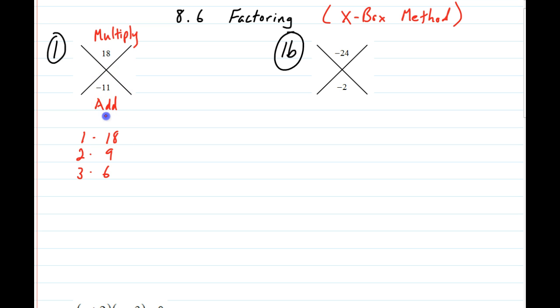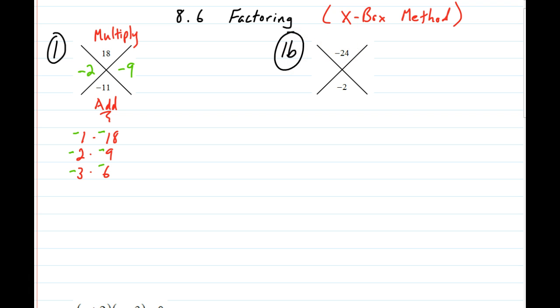So now we got to see, can we combine these in some way to get a negative 11? Well, since I have to multiply to get a positive, that's telling us that both of these numbers are going to have to be negative, because a negative times a negative will give us a positive number. So I can go ahead and make them all negative. And so now if I add them up, negative 1 plus negative 18 is negative 19. That doesn't work. But negative 2 plus negative 9 does equal negative 11. So my answer here is negative 2, negative 9. So go ahead and try 1b on your own.